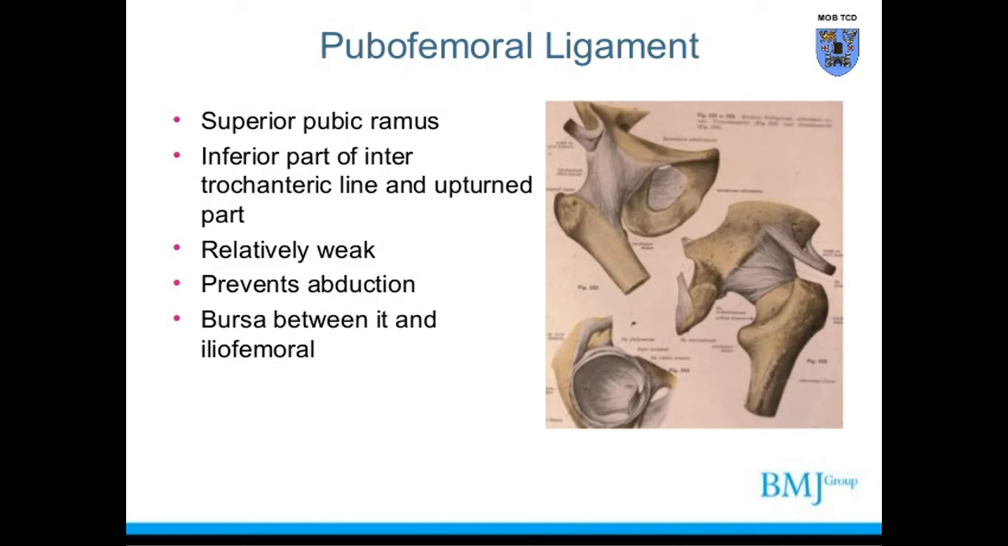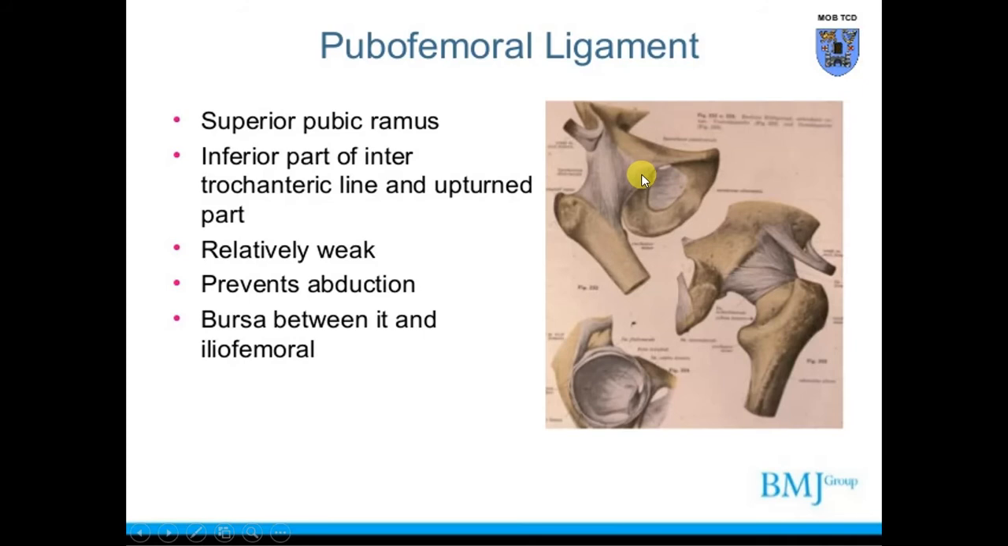Pubofemoral ligament, from the pubic bone to the pubofemoral ligament. Superior ramus of the hip bone, pubic part of hip bone, intertrochanteric line and upturned part. Relatively weak, prevents abduction. So if you look at the direction of the fibers, if you want to abduct, it will be tight.